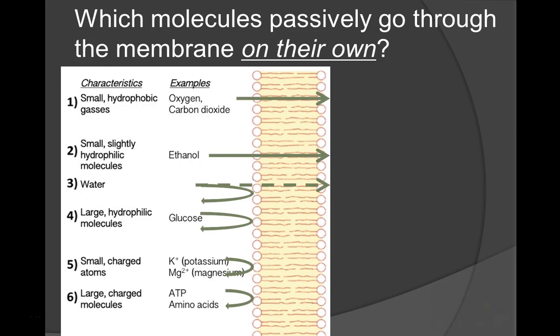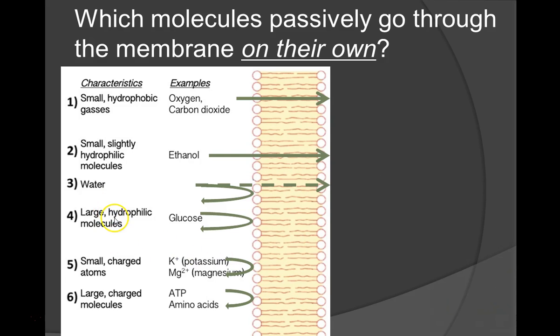Alright, so this is what you should have seen. That small and hydrophobic get across on their own. So oxygen, carbon dioxide, important molecules, they get across on their own. Small but slightly hydrophilic, which means they're somewhat hydrophobic, such as ethanol, gets across on its own. Now water, this one's a little counterintuitive. It mostly does not get across, but we're going to find out that because it is so small, it's sneaky and a little bit can snake across. And it's actually important physiologically.